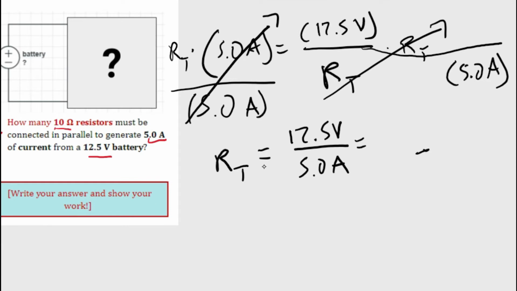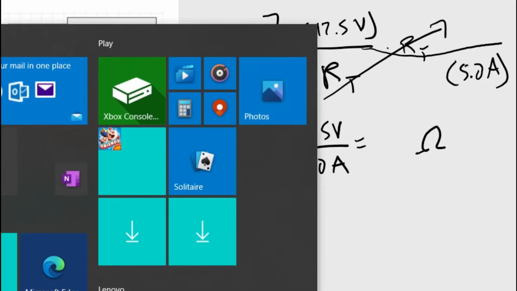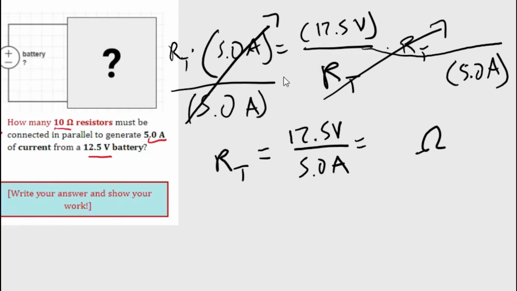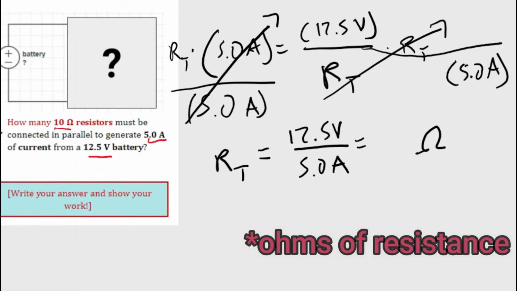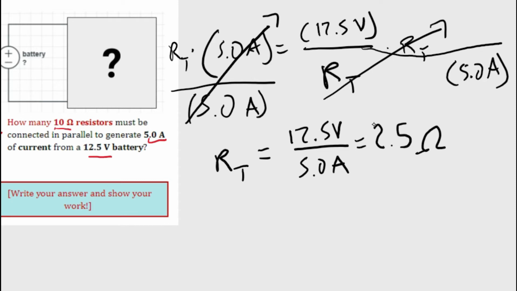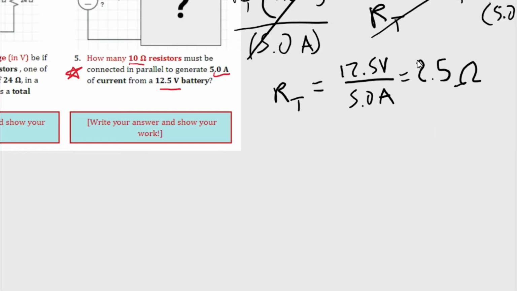We know that the end will be in units of ohms. Now all we have to do is use our calculator to solve for the number. Here we go. 12.5 divided by 5 gives us 2.5 amps of current. 2.5 ohms of resistance, I should say. My apologies. This is our RT, what we're going to be using to solve for the total resistance.